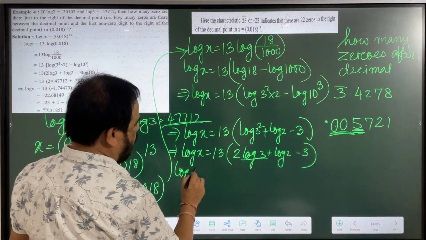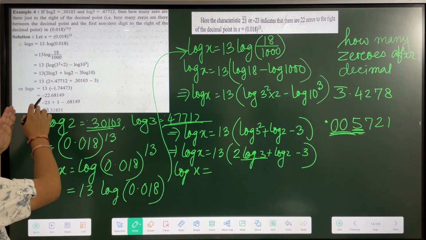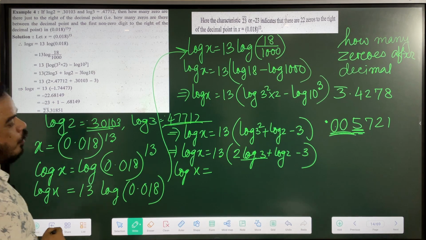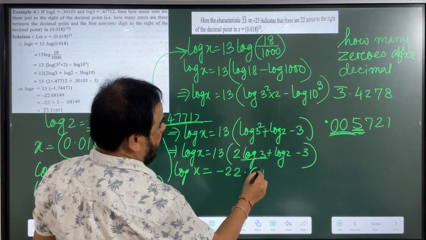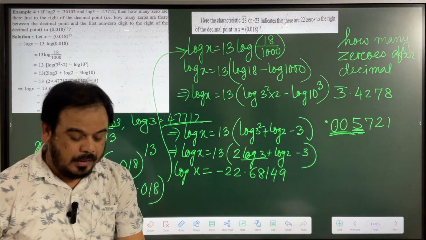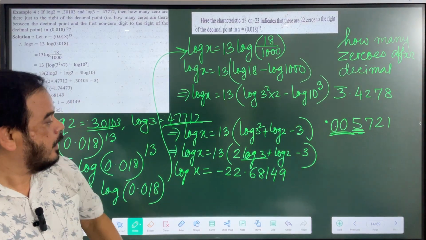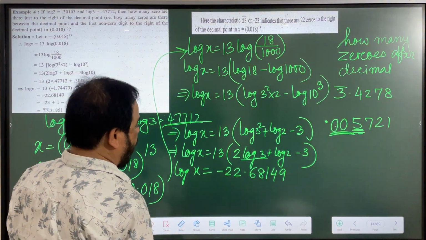After doing the calculation, here it is already done, and we get minus 22.68149. So I am not going to do the calculation again. You can do the calculation yourself, or you can see it from the book. It is just multiplication, addition and subtraction, which you know very well.